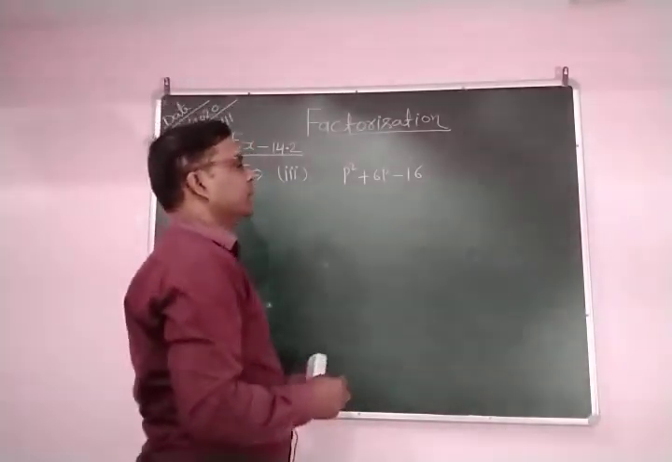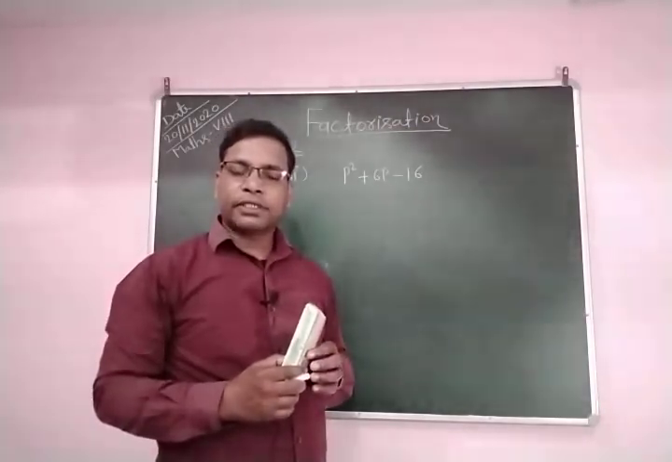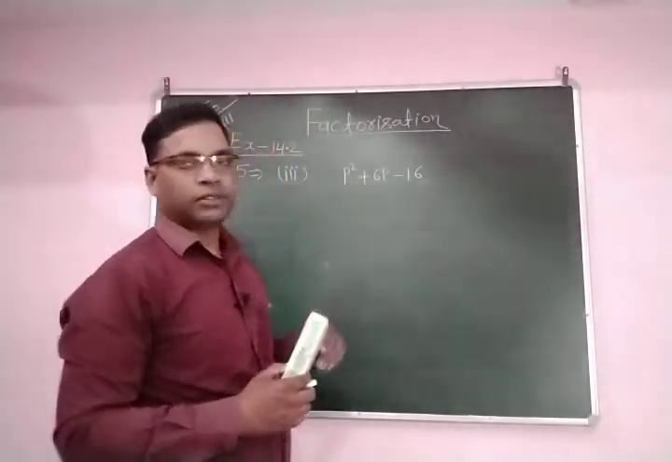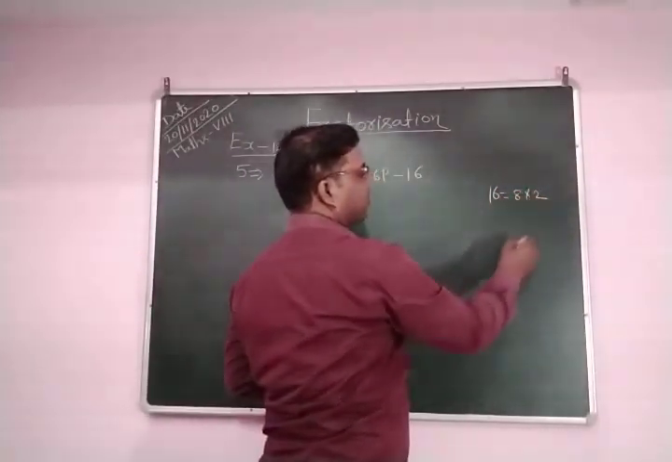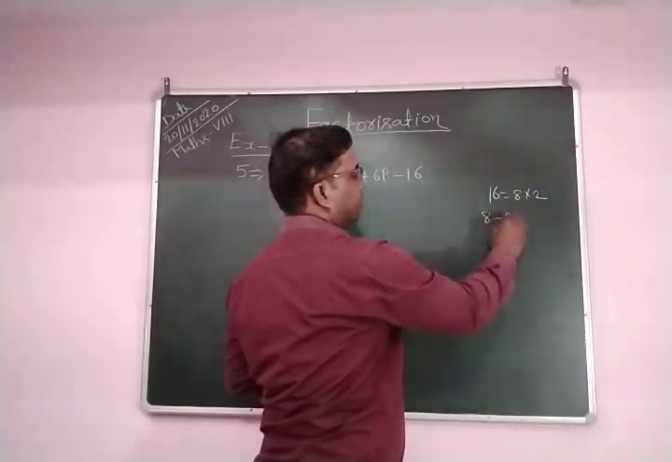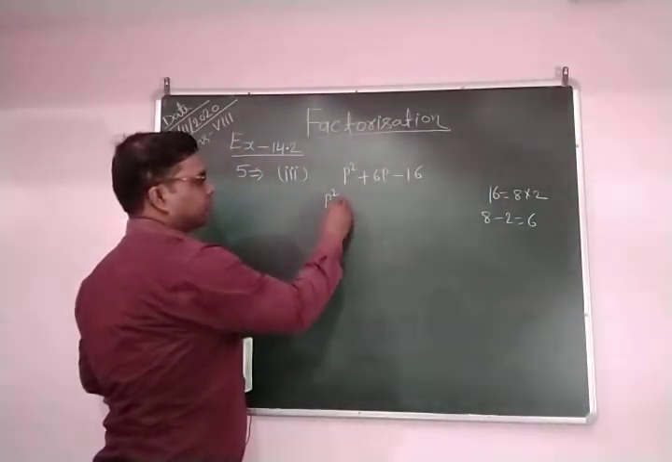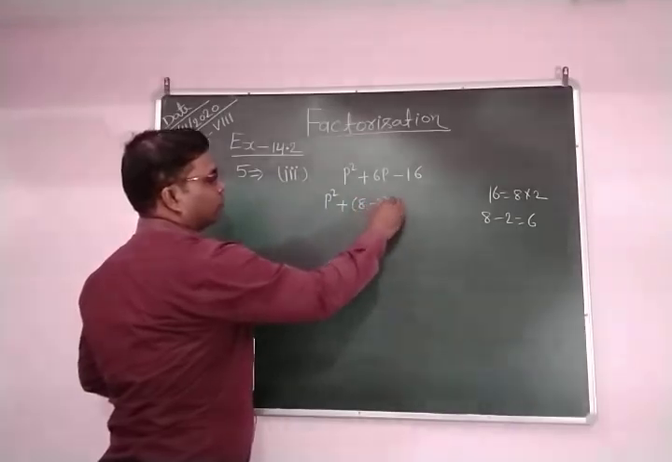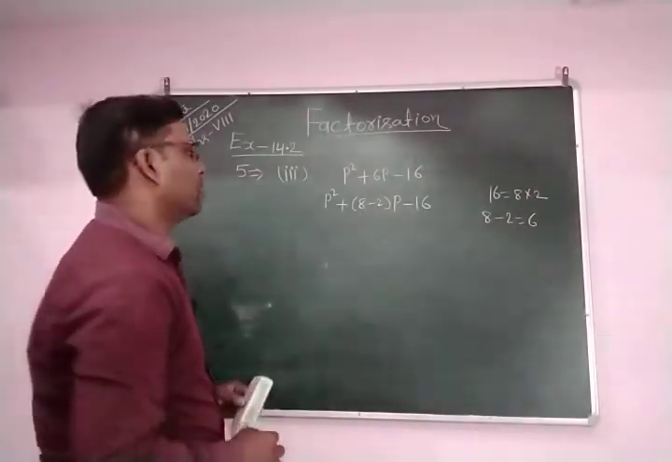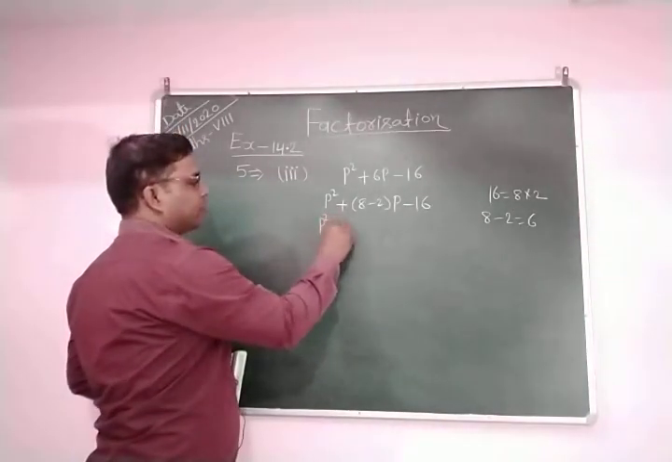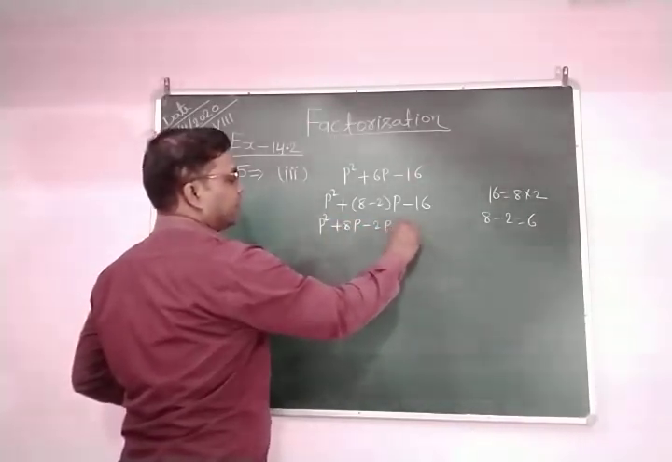So for this we know very well, here you can see the sign is minus. So you find the factors of 16 such that their difference is 6. So obviously we can write 16 equal to 8 into 2. Their difference is 8 minus 2, which is equal to 6. So you can break it, 6p becomes 8p minus 2p. Okay, this is very easy. And open this bracket, then we obtain p square plus 8p minus 2p minus 16.